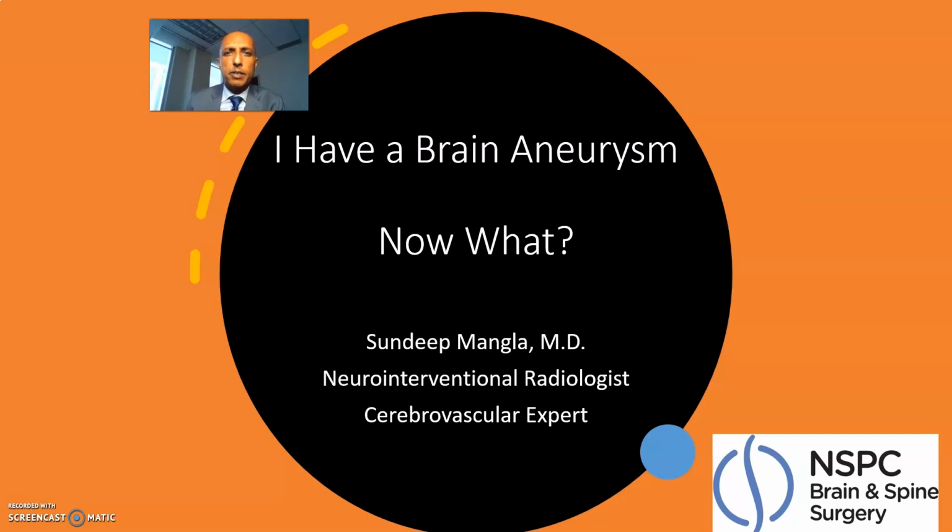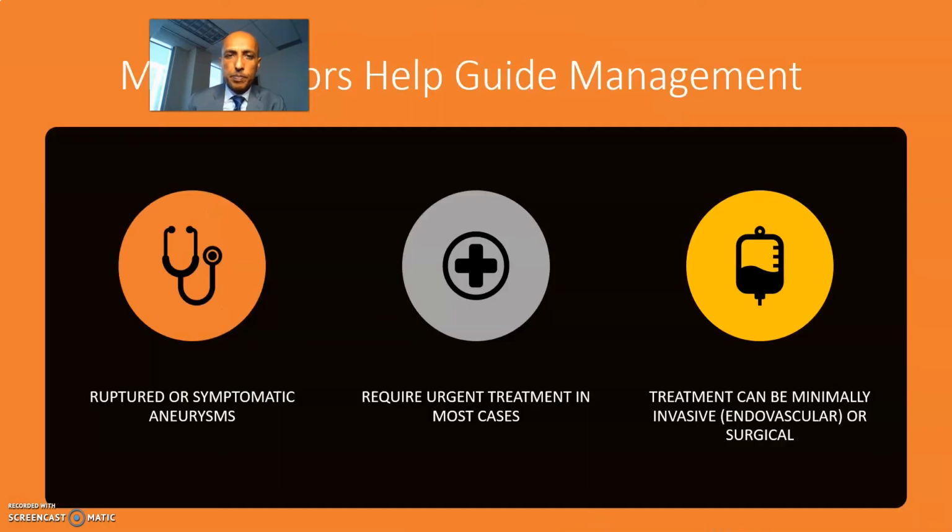I have a brain aneurysm. Now what? Many factors help guide the management of brain aneurysms. Ruptured or symptomatic brain aneurysms require urgent treatment in most cases. Treatment can be minimally invasive or endovascular, or open surgical.